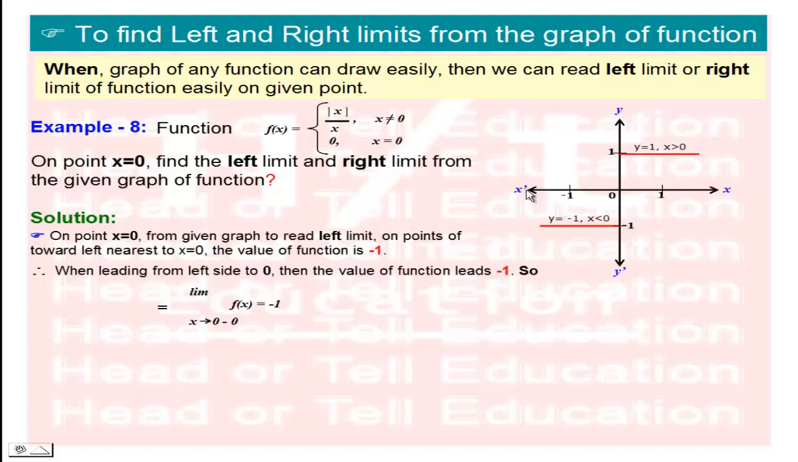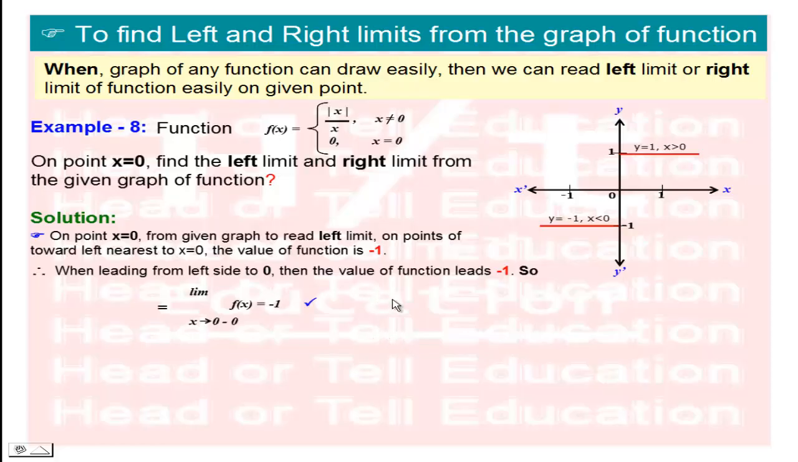If we go further left, there is -2, -3 like this. But -1 is the nearest to 0. So when approaching 0 from the left side, the value of the function approaches -1. So the limit as x tends to 0 minus of f(x) equals -1. So this is the left limit, found by using the graph of the function.